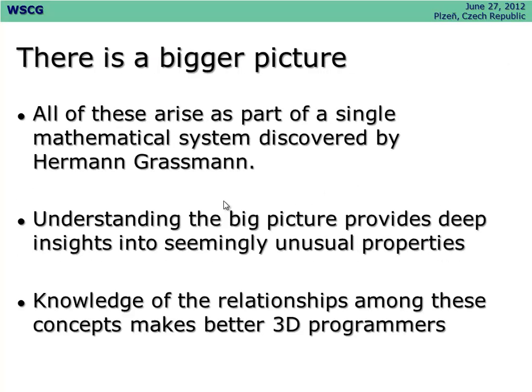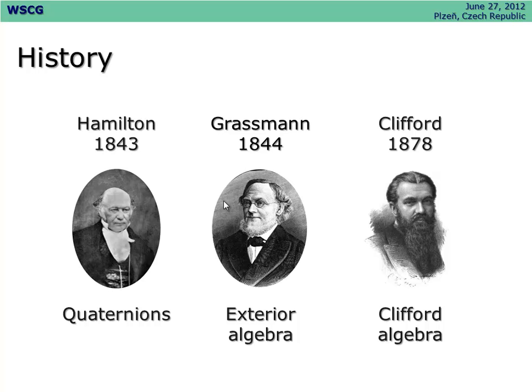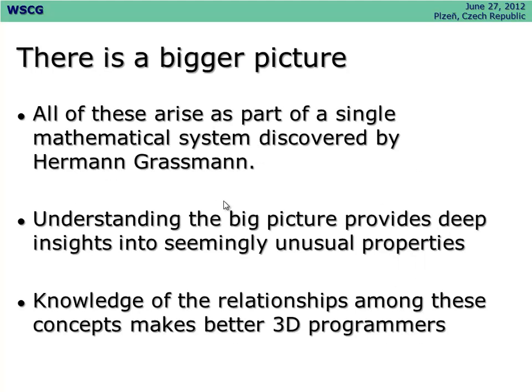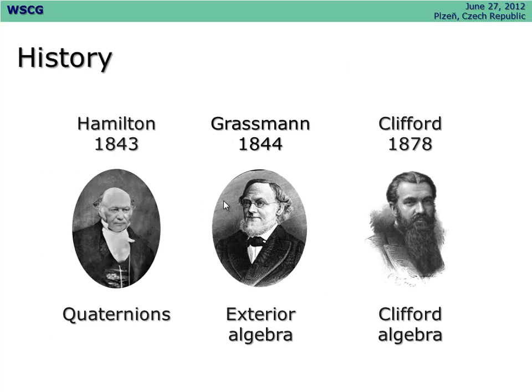So like I mentioned, the mathematics behind all of this was discovered in about 1844 by Hermann Grassmann. And of course, he didn't know about the applications to computer science, to computer graphics, but knowing about it today will help us understand some unusual properties of some of the things that we work with, and it will make us better 3D programmers to know what's going on behind the scenes. So just a little bit of history.